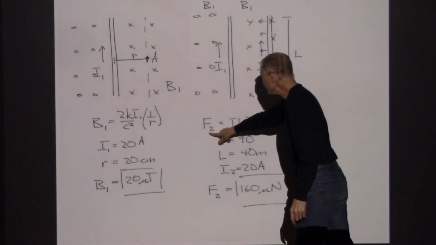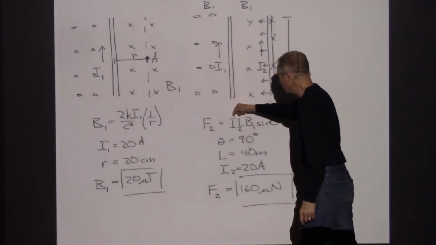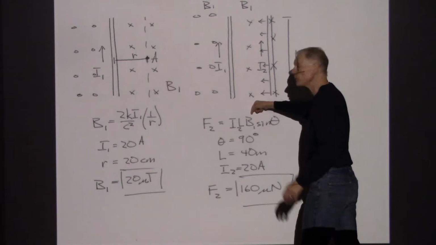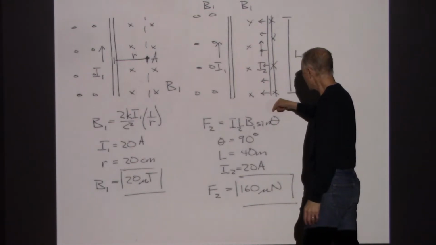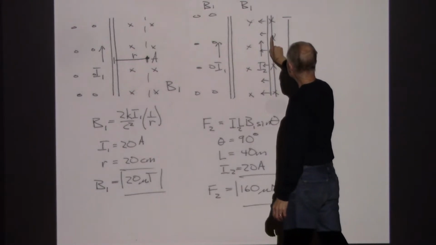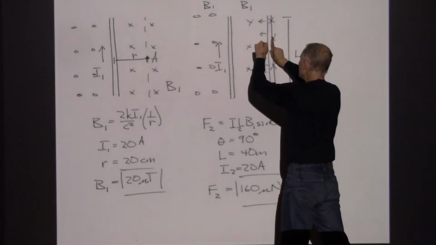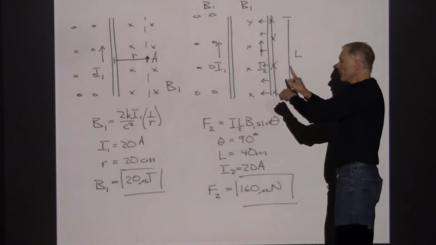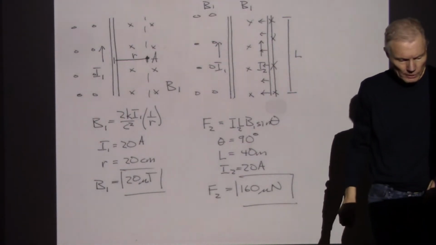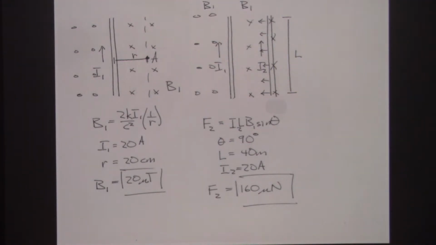The force is going to depend on how much current, how large the magnetic field is that it's running through, and then what's the orientation. Now, the current is running in this direction. The magnetic field is directly into the board. That gives us an angle of 90 degrees. So that's a 90-degree angle that we're looking at.